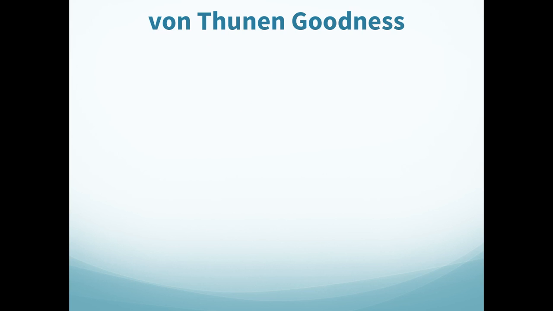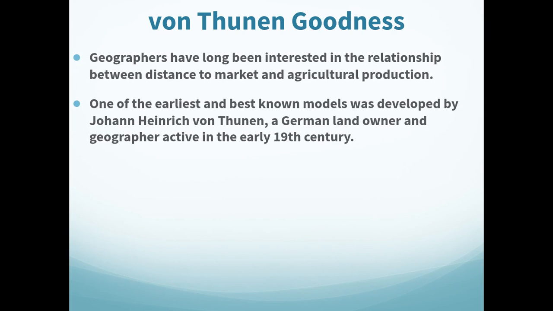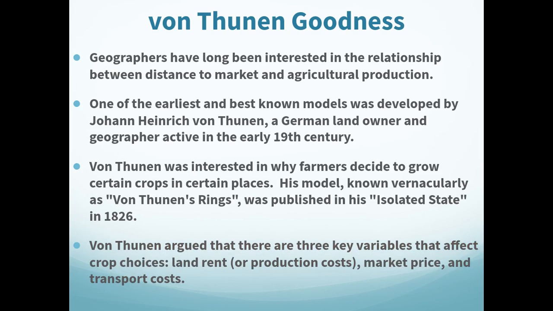As you can tell from the picture, Johann Heinrich von Thunen, the namesake of this model, came from Germany quite a while ago. His theory, his model, tries to discuss why certain farmers farm where they do in relation to a city. His model was known as the von Thunen model, the von Thunen rings, however you want to say it. And he said there were three variables.